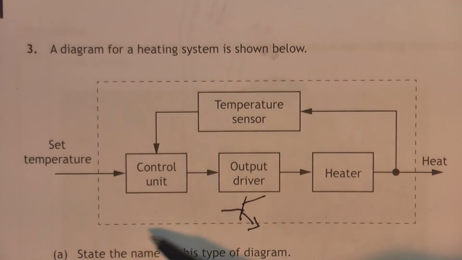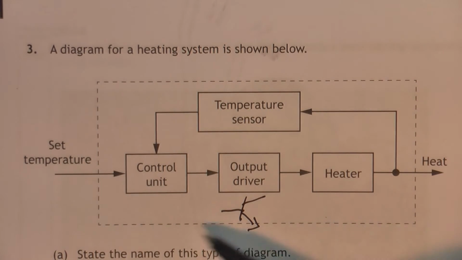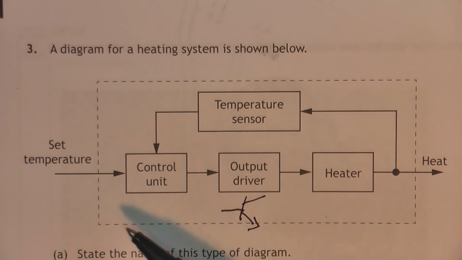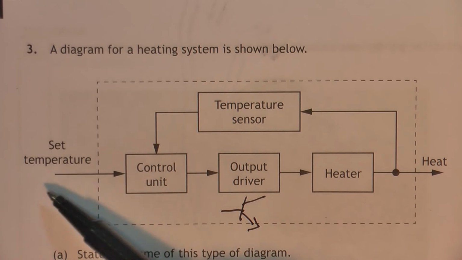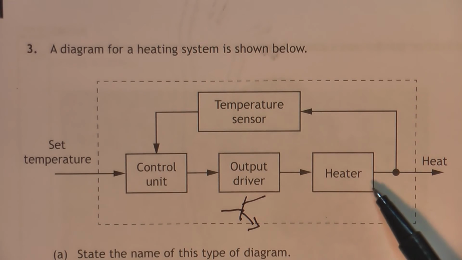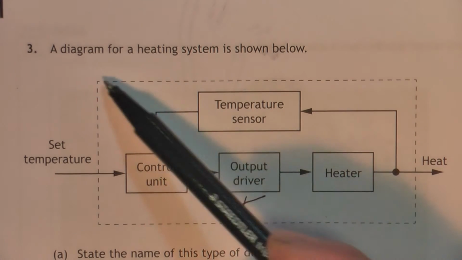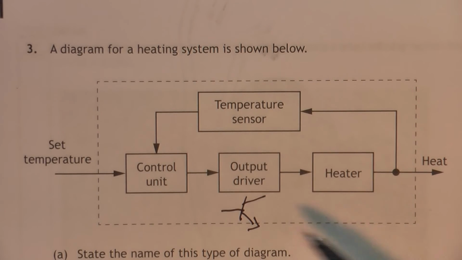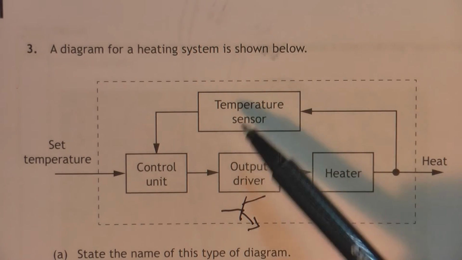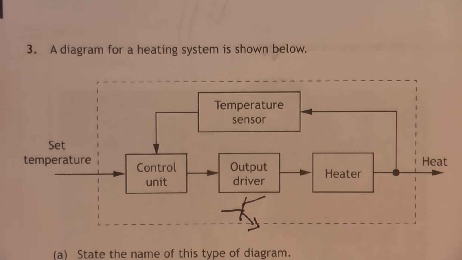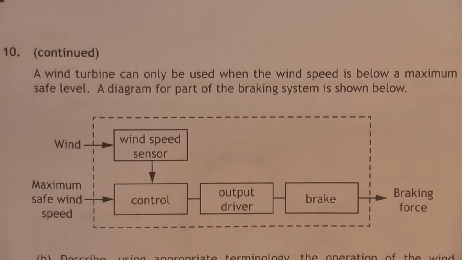The dashed line around about is the system's boundary. Information passes into the system from the operator, and then heat passes out of the system into the room or wherever the heater is. And within the boundary is the system itself. So the control unit, the output driver, the heater, and the temperature sensor, that's your system. The set temperature comes in, and the heat goes out.